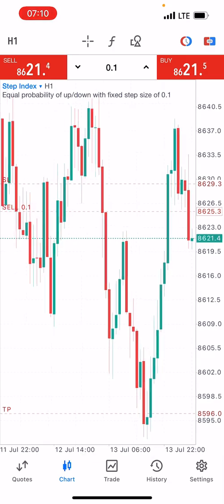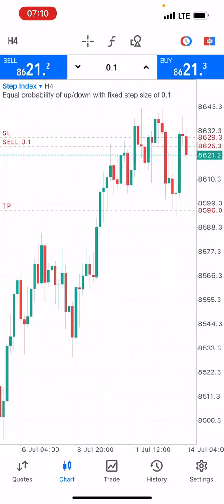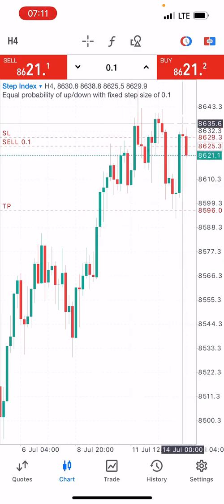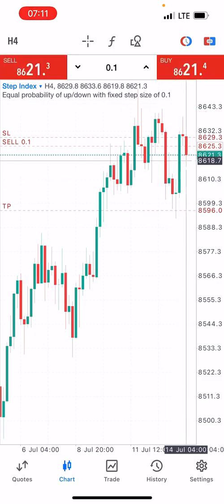So right now, take a look guys. If you check out from the 4-hour time frame, I always say that if you want to trade with price action, you need to go on a higher time frame to check the overall movement of the market, then come down to the lower time frame to get your move. So now I can see from the 4-hour time frame.